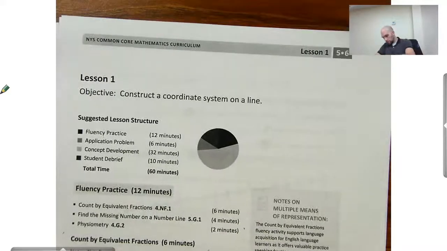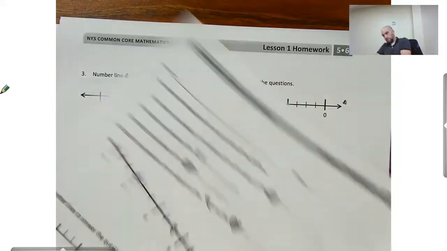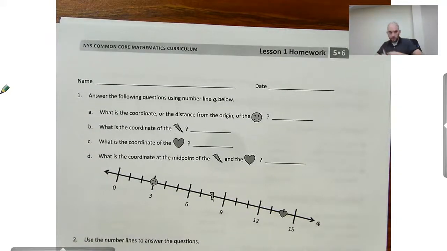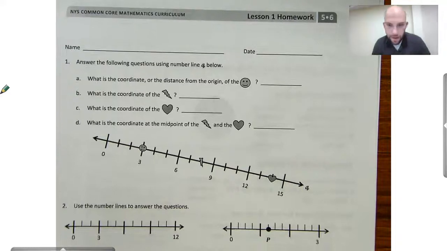So if we look at our first problem here, we have this number line, and it says, answer the following questions using the number line below. What is the coordinate or distance from the origin of the smiley face there?